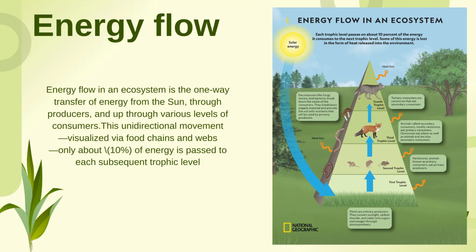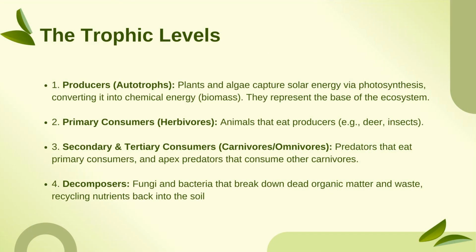Let's study in detail now. Before knowing about ecological pyramids, food chain and food web, we have to first know about the trophic levels. What are the trophic levels? The first one is producers, then comes primary consumer, secondary consumer and the decomposers. So what are producers? Producers are the ones which produce their own food. They are also called autotrophs. Plants and algae capture solar energy via photosynthesis. They convert this energy into chemical energy, that is biomass. They represent the base of the ecosystem. Producers always come at the base because once they produce, only then can the consumers consume.